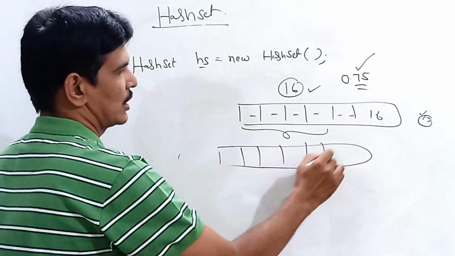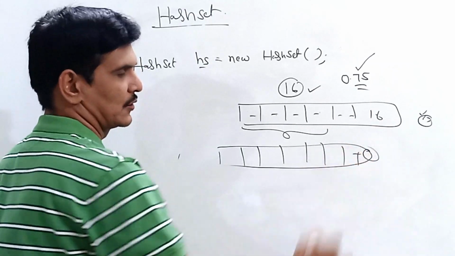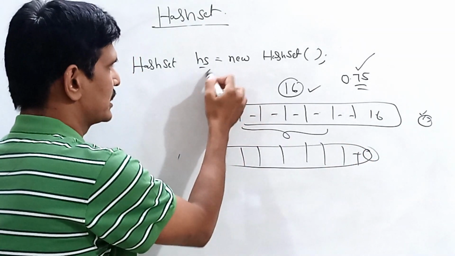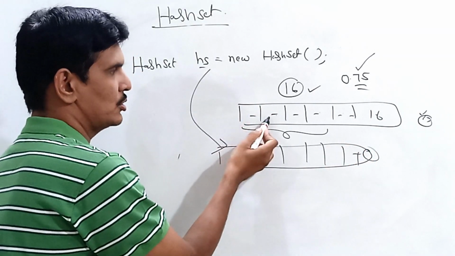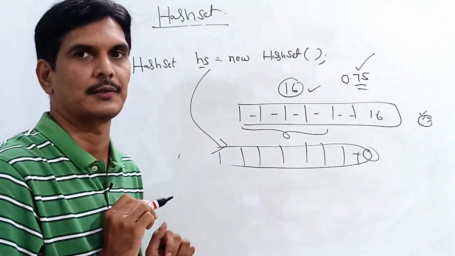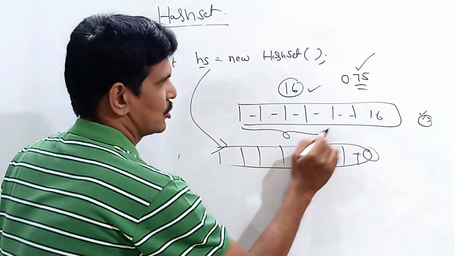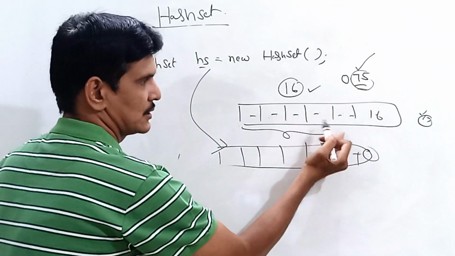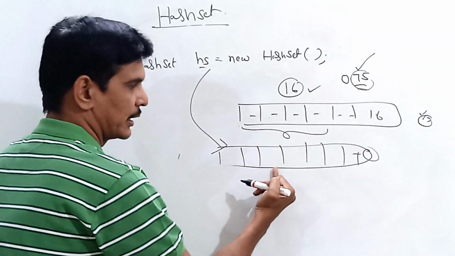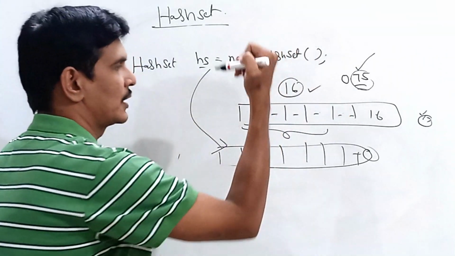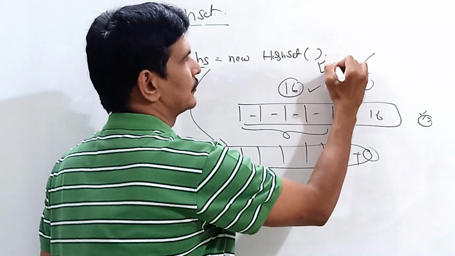It will create the 16 locations plus the new object's locations. Then this variable refers to the new object and the old object is eligible for garbage collection. So in case of hash set, as soon as it reaches 0.75, meaning 75% of the locations, it immediately goes and creates a new object. This is called the load factor.